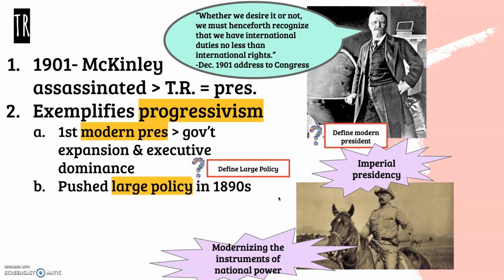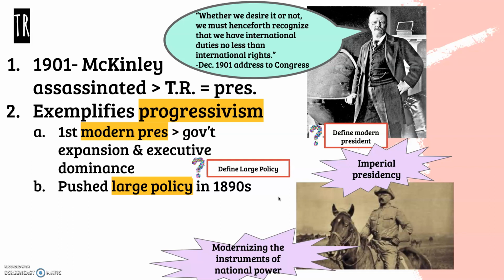And on a foreign policy level, remember his whole ideals in the 1890s, along with John Hay, who was his Secretary of State, he is a huge proponent of the large policy and growing the United States' power, growing our involvement in our markets and our relations with other countries.